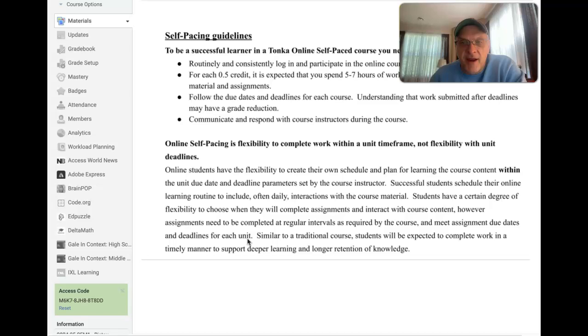All right, and I already pointed that out on the pacing calendar. You have about 3 weeks to complete the work for Unit 1 to be ready for that Unit 1 exam. It says successful students schedule their online routine to include often daily interactions with the course materials. So you want to be active in the course each day. Okay? You do have a certain degree of flexibility to choose when you're going to complete those assignments. I don't care when you complete them, but they have to be completed within the confines and the parameters of the unit under study. Okay?